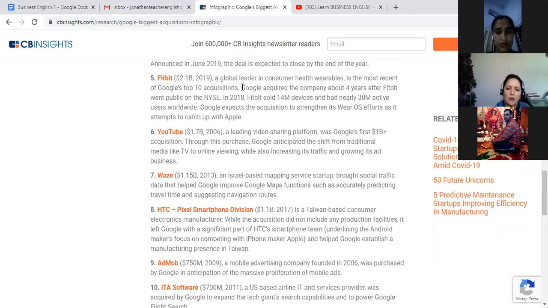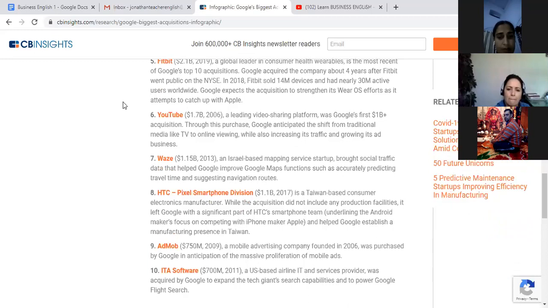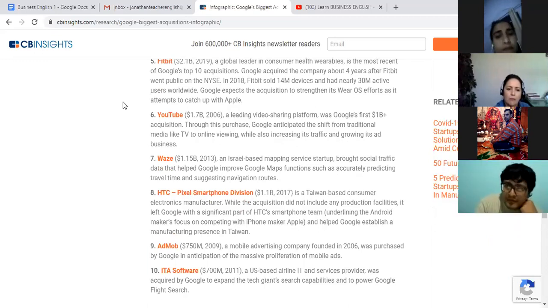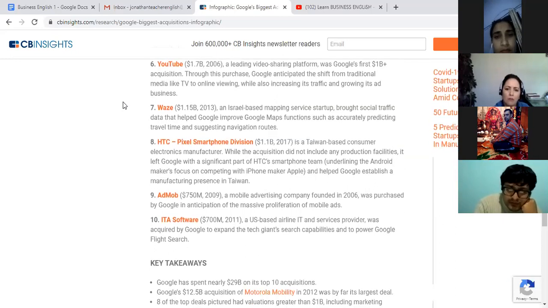Google acquired the company about 4 years after Fitbit went public on the New York Stock Exchange. In 2018, Fitbit sold 14 million devices and had nearly 30 million active users worldwide. Google expects the acquisition to strengthen its Wear OS efforts as it attempts to catch up with Apple.